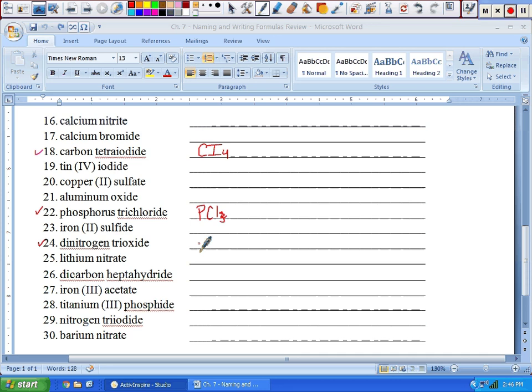N2O3. Number 26, dicarbon heptahydride. Very good. That's one that we don't use a whole lot. Hepta is what? 7. And then number 29, nitrogen triiodide. NI3. Very good. NI3. Okay, NI3. Yes, ma'am.